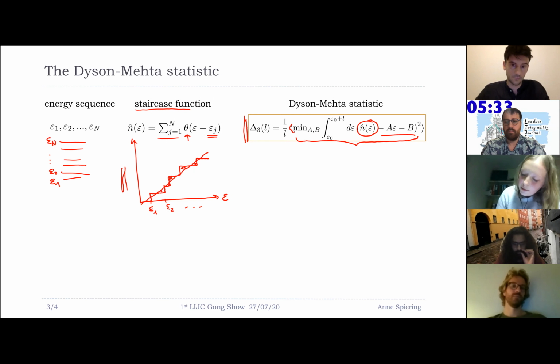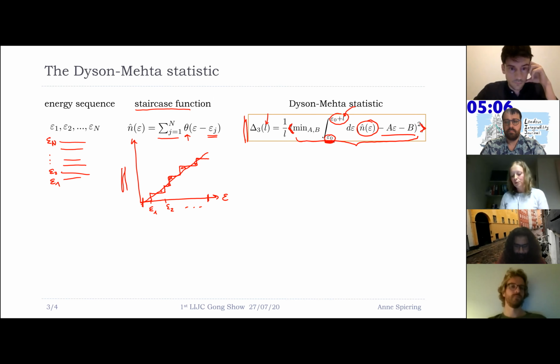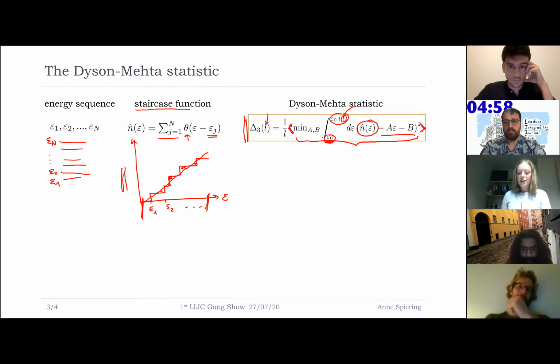And then I have those angle brackets. Sorry, I'm computing this deviation in an interval that goes from epsilon 0 to epsilon 0 plus L, and L is the interval length. That is the argument of the statistic. And those angle brackets denote the averaging over epsilon 0, so I'm averaging over the whole spectrum. The bigger this L is, the more energy levels I will have in my interval, and so I look at long range correlations in the spectrum.